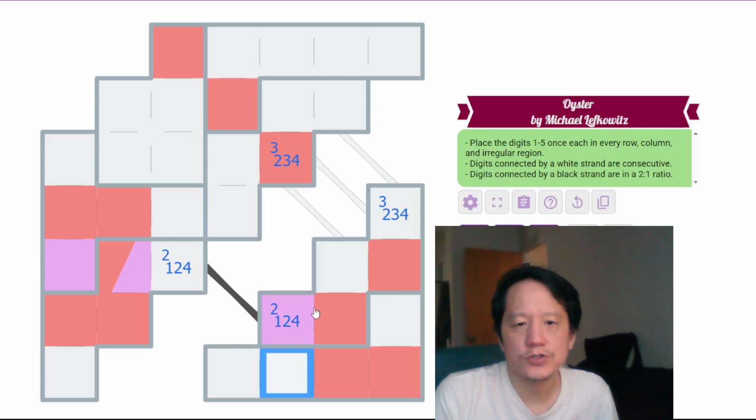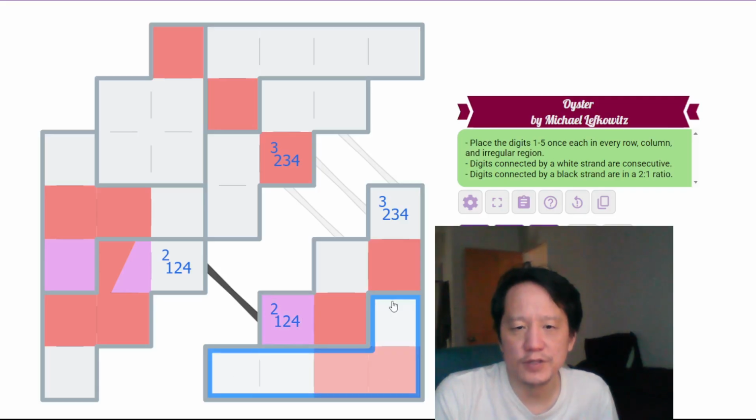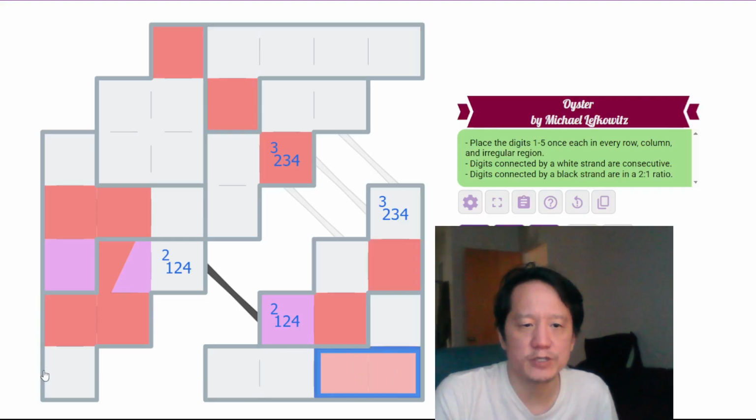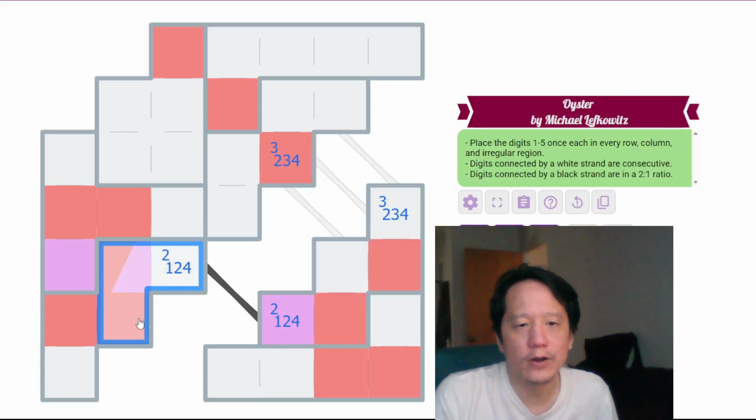Okay. So, where is this pink digit in this box here? Can't be here. It must be one of these three, which means pink can't be here. Where is pink in this region here? It must be this one. So this cannot be red here. This is pink, which means this cannot be pink here.